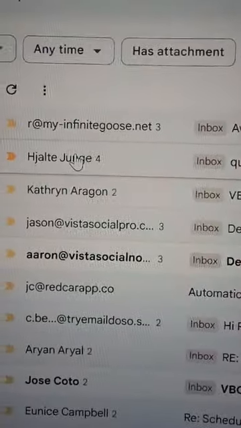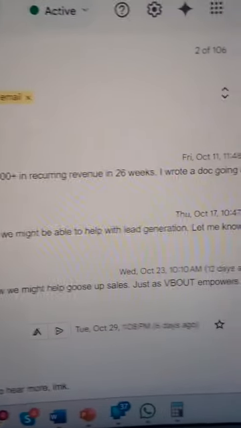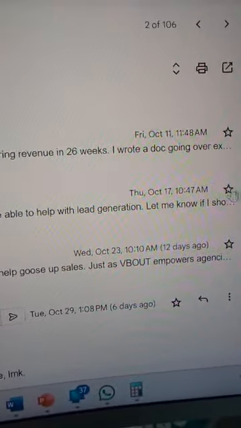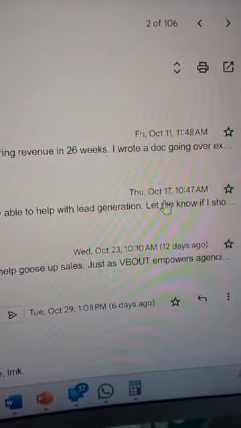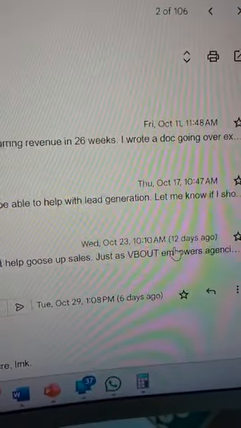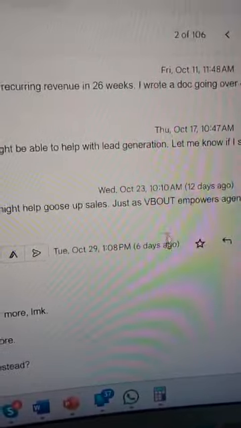Now let's take a look at the content. This is a sequence of 4 emails which were received. Let's see the difference in the cadence. One of them was October 11th, then the 17th, then the 29th. So basically, it's more or less 1 email per week for a sequence of 4 weeks.